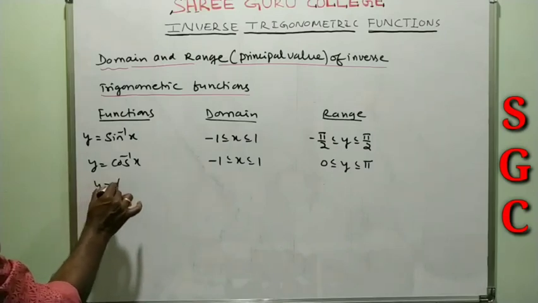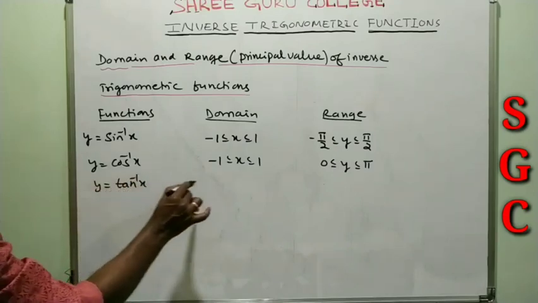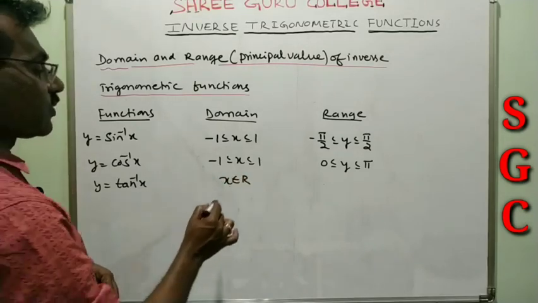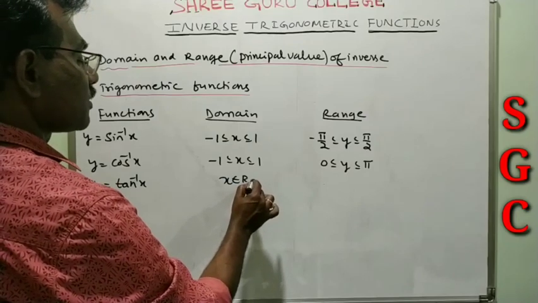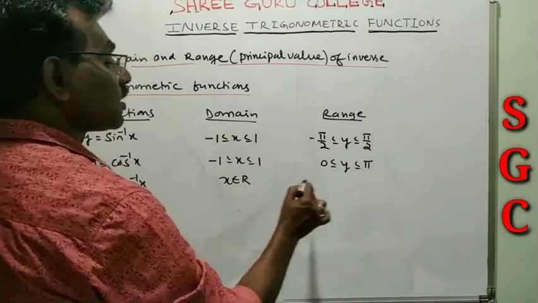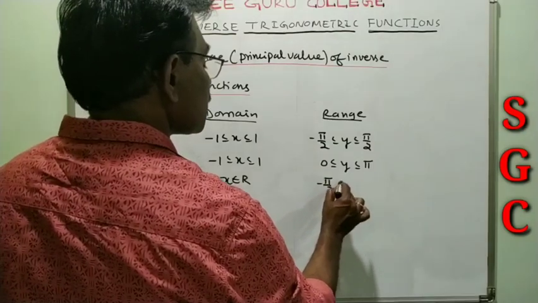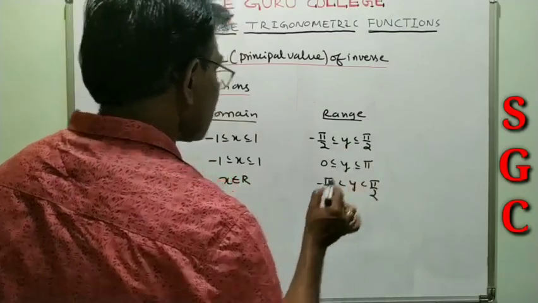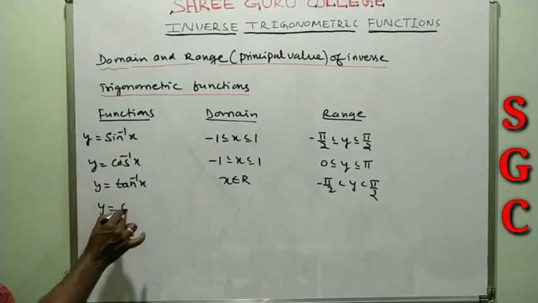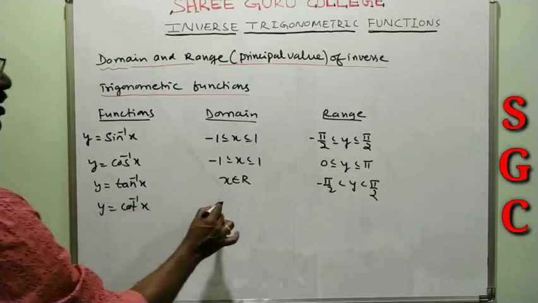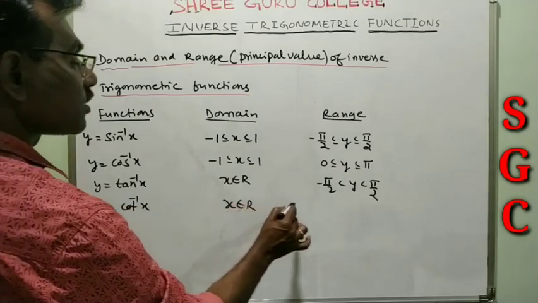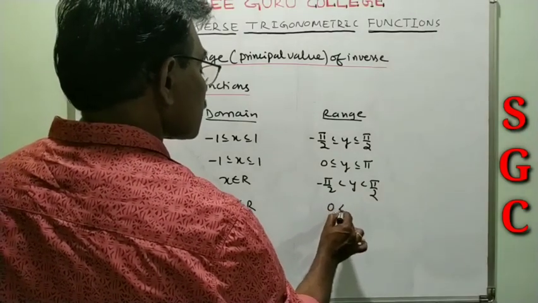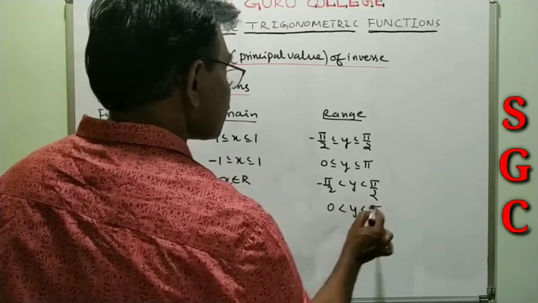Y is equal to tan inverse of x. So what is x? Belongs to R. So what is range? -90 to +90. But here it is an open interval, not a closed interval. Y is equal to cot inverse of x. Here also x belongs to R, and here the range is 0 to pi.